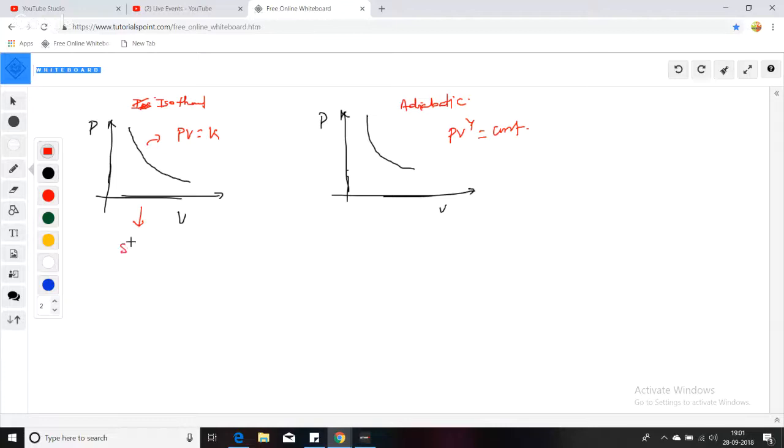Now if I calculate the slope of this graph, what will the slope be? For any graph with y and x, the slope is dy by dx. Similarly, we have a PV graph, so the slope will be dP by dV. If I calculate from this, that will be minus K by V square. Yes or no? And K we can write as PV. So finally, the slope in the isothermal process is minus P by V.